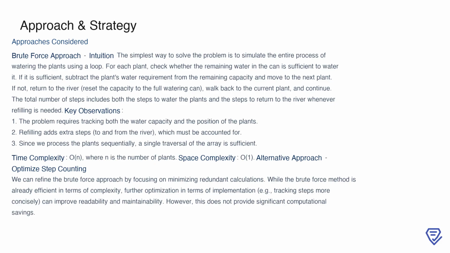Importantly, since you're processing the plants in order, you can solve this using just one traversal of the array, making the time complexity O(n). The space complexity is O(1), since we don't need any additional data structures. While this approach is efficient in terms of complexity, we can also think about optimizing the implementation to make it cleaner and more concise, though this won't reduce the computational cost significantly.